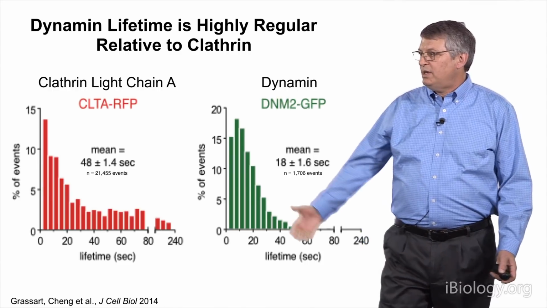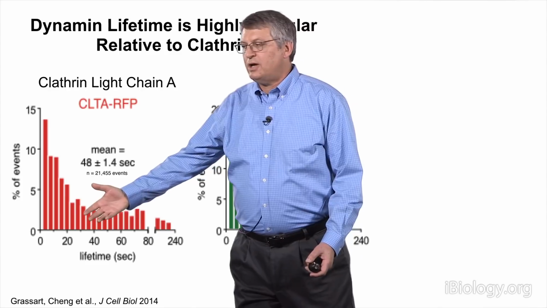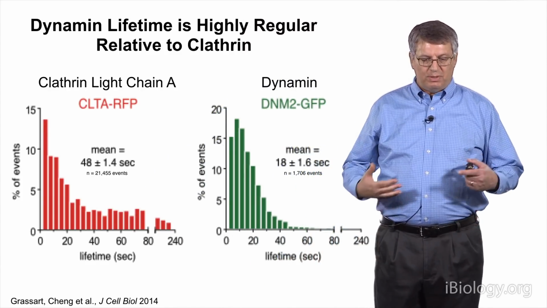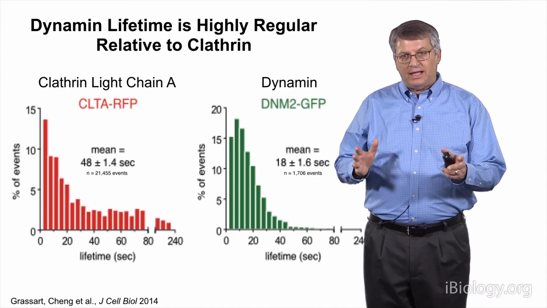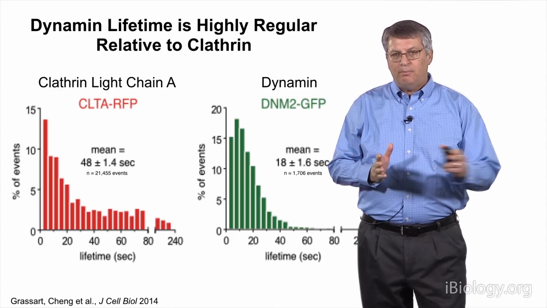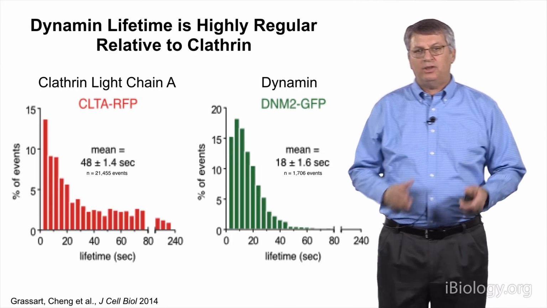What we found here is that dynamin lifetimes are very regular, whereas clathrin lifetimes are very irregular. And actually, in this sense, there's a convergence between the yeast studies and the mammalian studies, because we found that the later part of the yeast endocytic pathway, all the events are very regular, but the early events, like the assembly of clathrin, are irregular in their lifetimes.